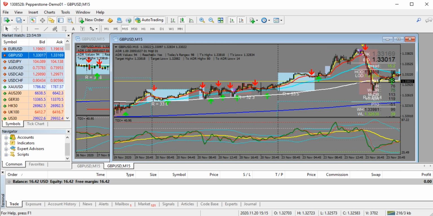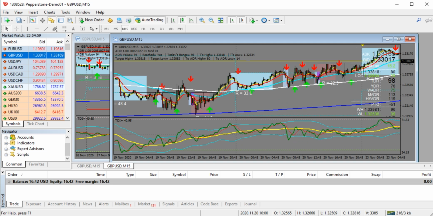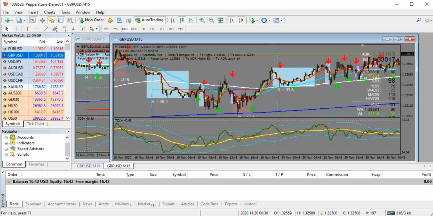Okay, this is a very sideways channel trade. You'll keep getting stopped out. Try to avoid it, you never know what's lying in front of you, so avoid such setups.